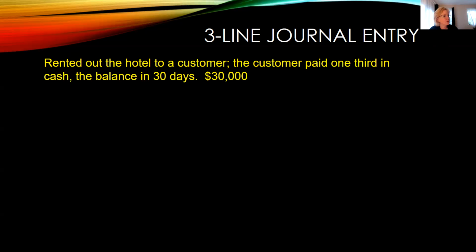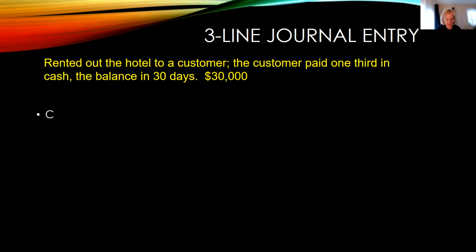Rented out the hotel to a customer. The customer paid 1/3 in cash, the balance in 30 days. Give me the accounts involved. And this is a company that owns a hotel. Cash, revenue, and AP. It won't be AP because it's the customer. I'm sorry, AR. AR, you got it. Yeah, so easy to get these mixed up.